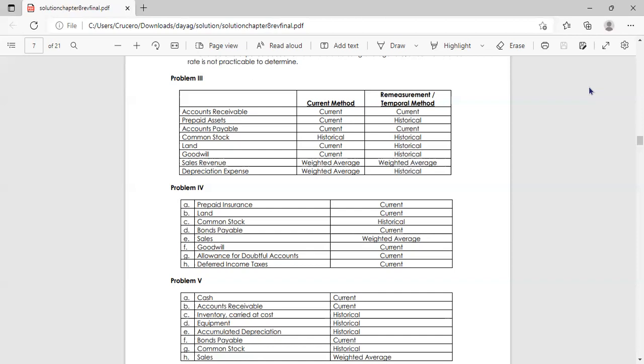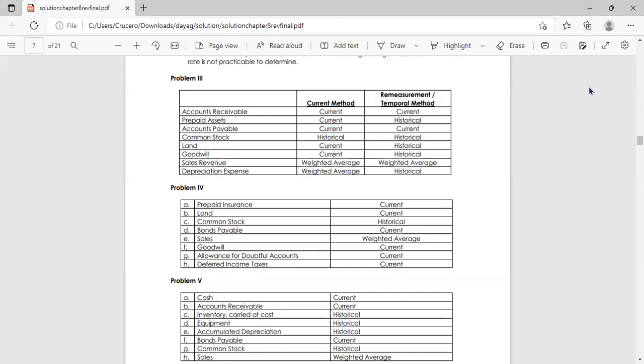Then we go to common stock for the rule on capital stock. Methods 1 and 2, we use the historical or the actual rate for common stock. Then for land being non-monetary, for method 1, we use the current or the closing rate. For method number 2, we use the historical rate.